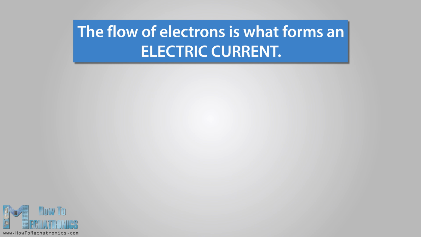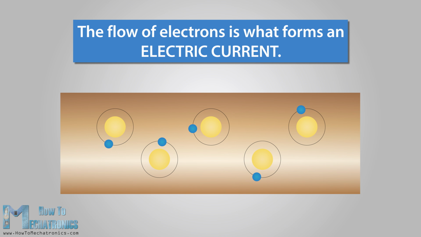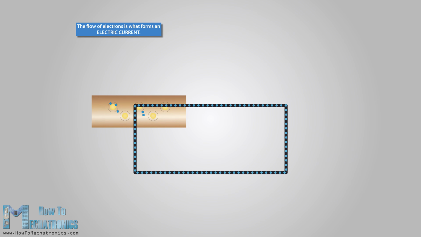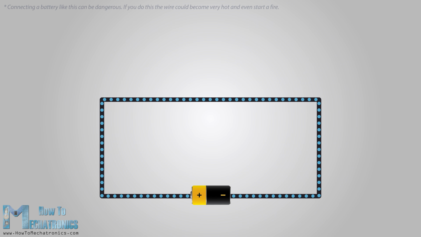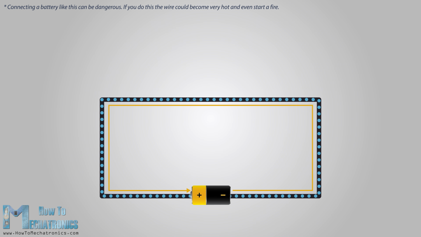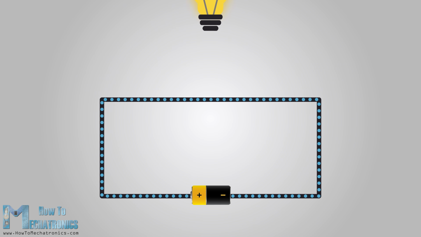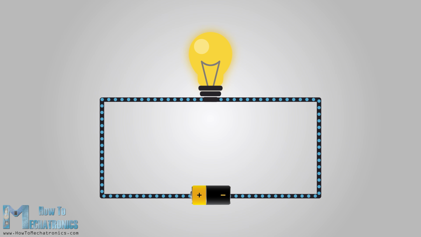The flow of electrons is what forms an electric current. If we look inside a piece of copper wire, there are atoms that easily exchange electrons. These electrons are able to move from one atom to another in any direction. If we make a closed circuit by connecting the copper wire with a power source, like a battery, then the voltage will make the electrons move in the same direction, from one terminal of the battery to the other, or from the negative to the positive of the power source. If we add a light bulb to the closed circuit, the electrons will have to pass through it in order to get to the other terminal, thus producing light.